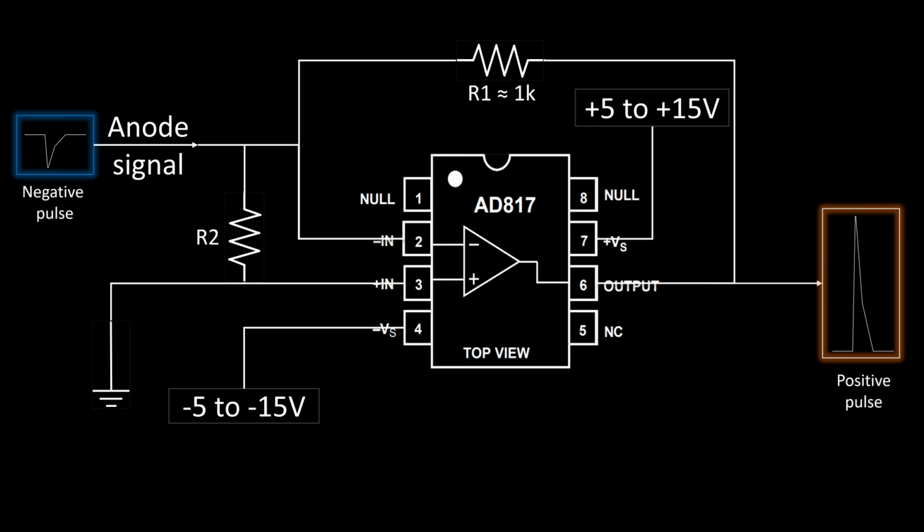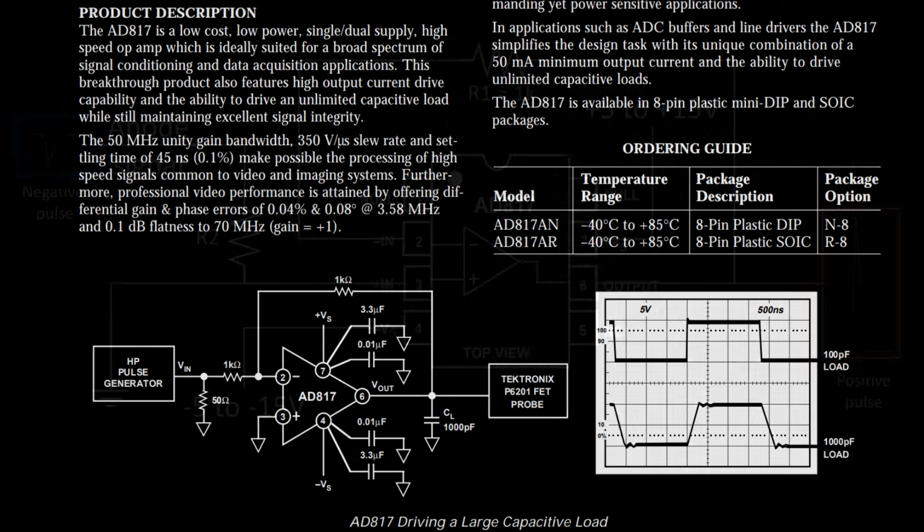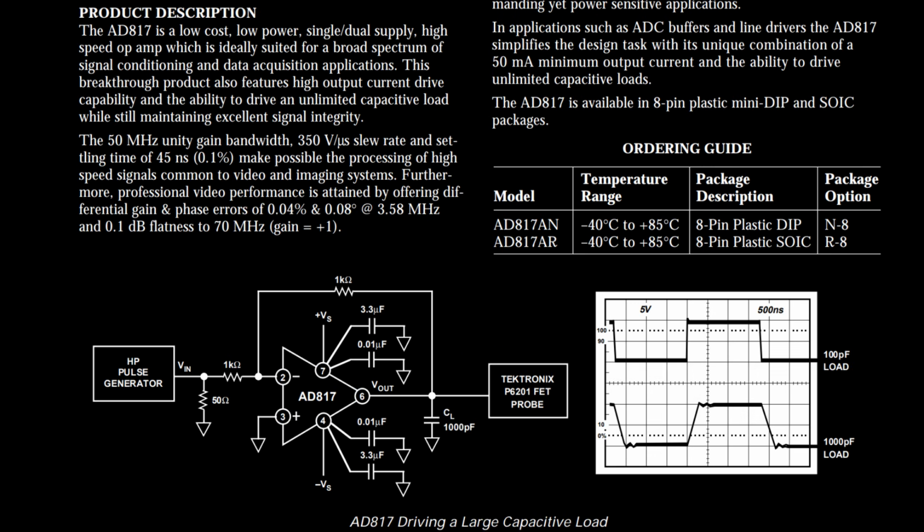At the same time, you can also amplify the signal level quite a bit by tweaking the values of the resistors R1 and R2. Also, it's a good idea to follow the guidelines on the AD817 datasheet regarding the use of additional capacitors to optimize stability and performance.